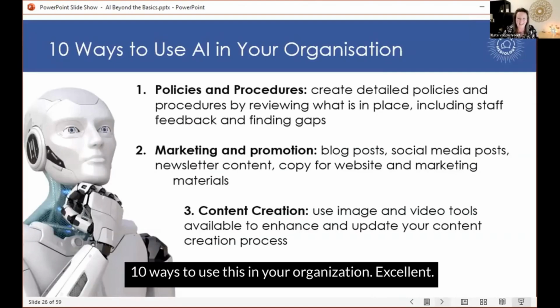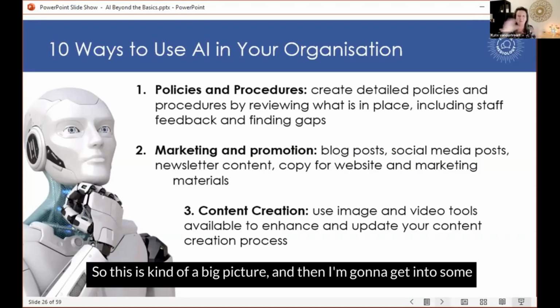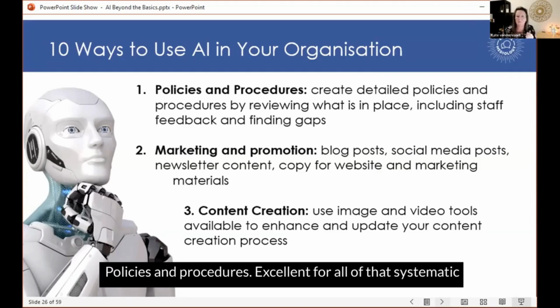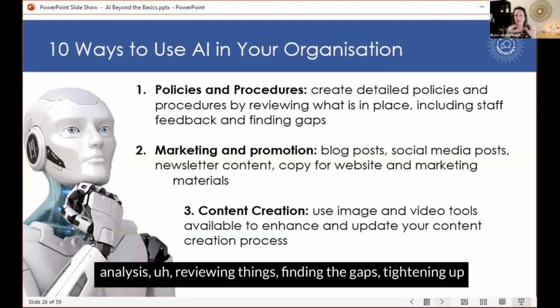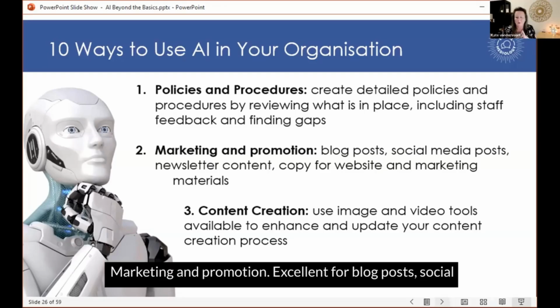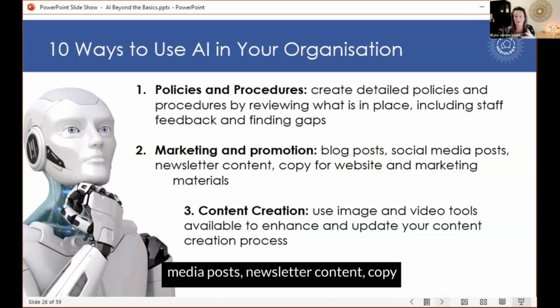All right, 10 ways to use this in your organization. Excellent. So this is kind of a big picture, and then I'm going to get into some really tangible how you can use it and show you how to use it. Policies and procedures. Excellent for all of that systematic analysis, reviewing things, finding the gaps, tightening up your systems and processes. Marketing and promotion, excellent for blog posts, social media posts, newsletter content, copy for websites, any marketing materials.